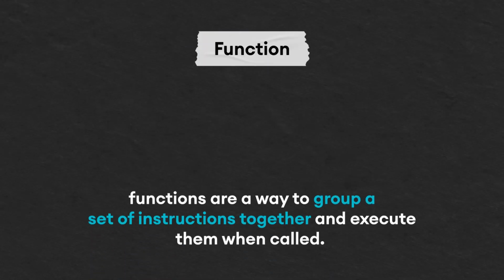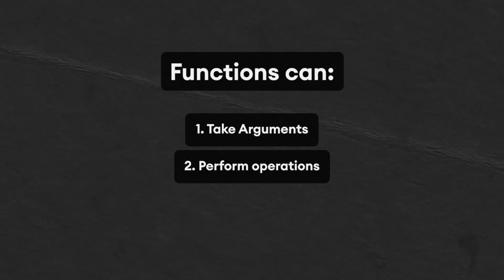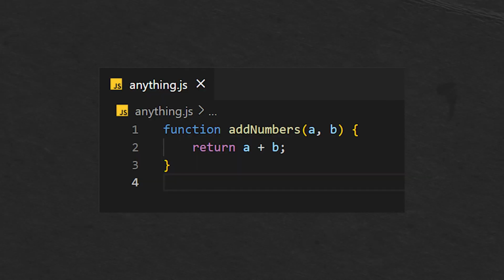In JavaScript, functions are a way to group a set of instructions together and execute them when called. Functions can take arguments, perform operations, and return a value. In this example, addNumber is the name of the function and it takes 2 arguments, A and B. The function body consists of a single statement that adds the 2 arguments and returns the result.